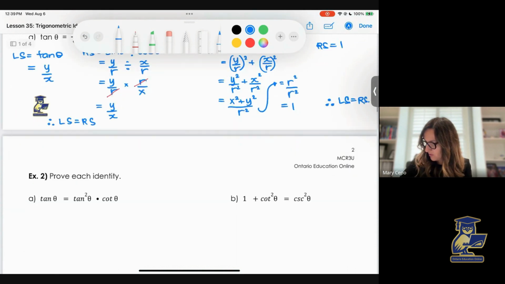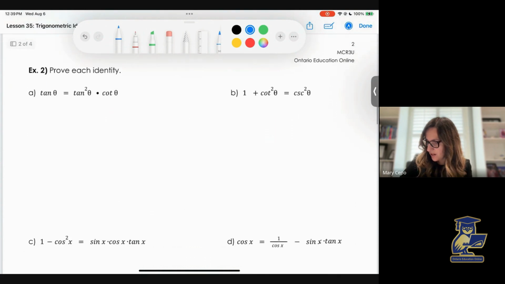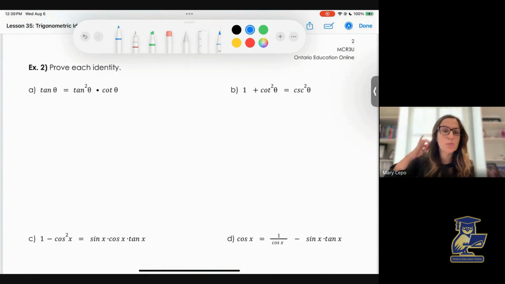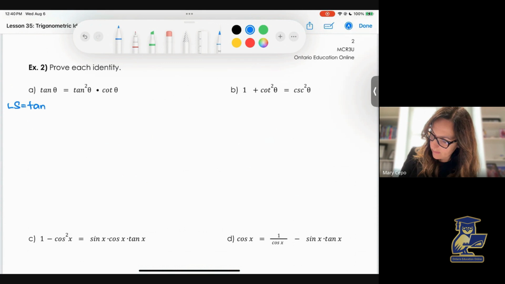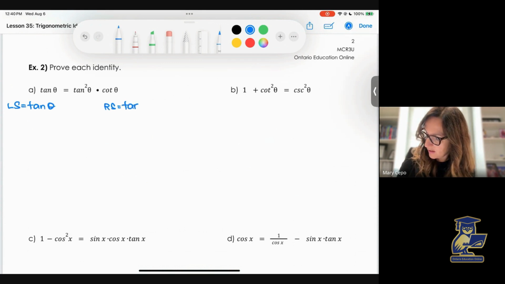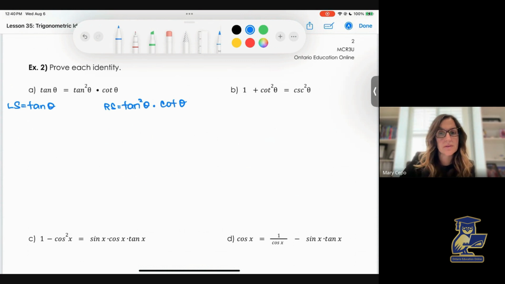Let's move on. We have prove each identity. Again, we are looking to prove that the left side is equal to the right side. So we have tan theta is equal to tan squared theta times cotangent theta. Now again, starting with the left side, it is equal to tan theta. The right side of the equation is tan squared theta times cotangent theta. Now, it's important to express all the ratios in terms of sine and cosine.